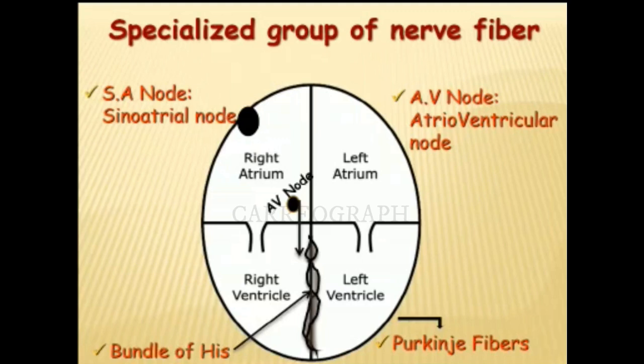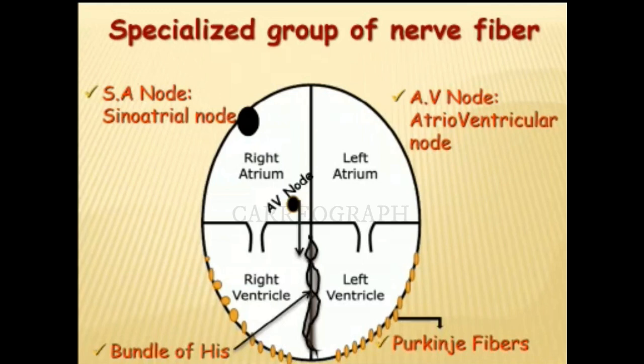Whereas the bundle of His is a continuation of AV node, but it is present between the walls of right ventricle as well as left ventricle. The bundle of His serves to transmit the electrical impulse from AV node to Purkinje fiber. And these Purkinje fibers are present on the subendocardial surface of ventricular wall. Now friends, we will see the conducting system of heart. Through this conducting system, the heart is able to contract and relax.